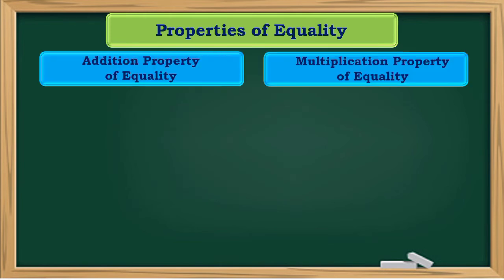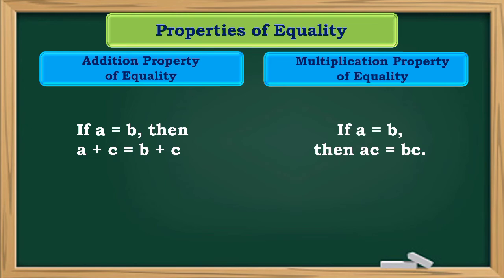Next, we have the addition property of equality and the multiplication property of equality. In addition, if A is equal to B, then A plus C is equal to B plus C. While in multiplication, if A is equal to B, then A multiplied by C is equal to B multiplied by C.